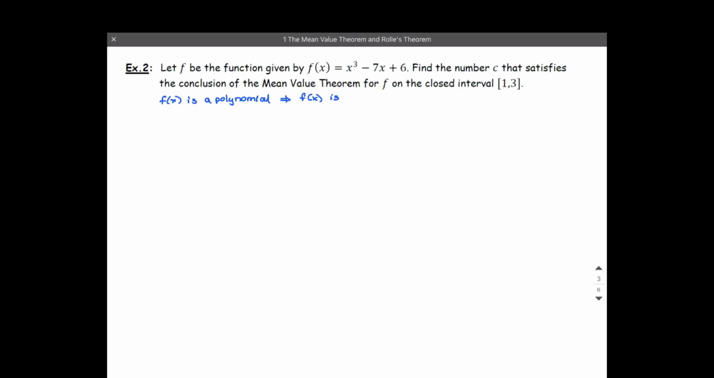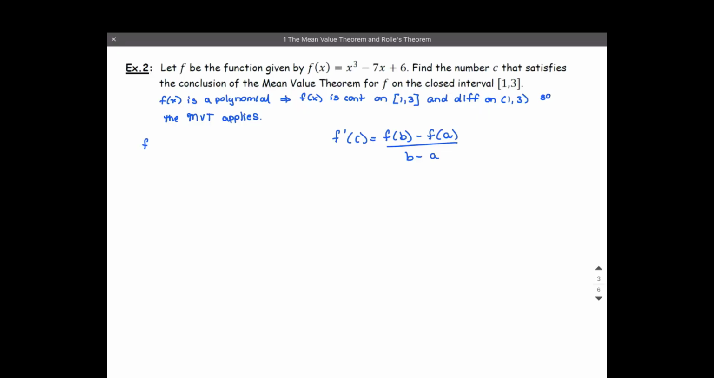F of x is continuous on that closed interval from 1 to 3, and differentiable on the open interval from 1 to 3. So the mean value theorem applies. You have to know that it applies before you can use it. So now we know that our mean value theorem says f prime of c equals f of b minus f of a all over b minus a.